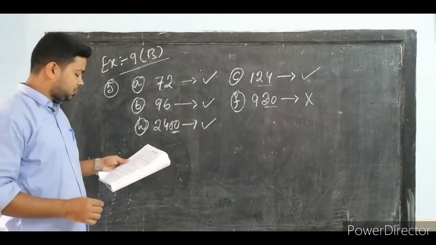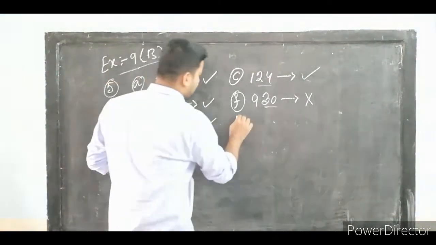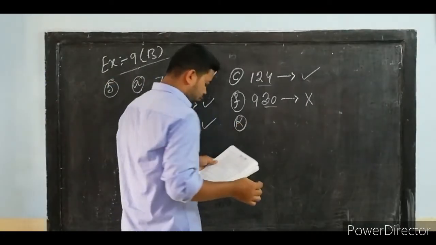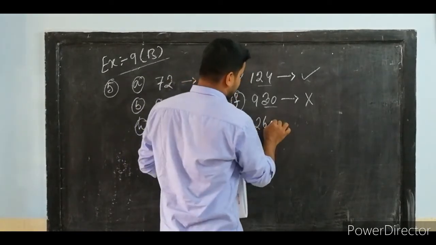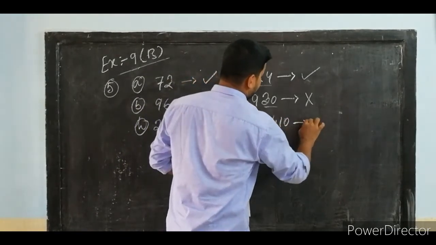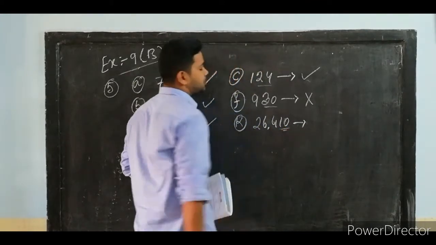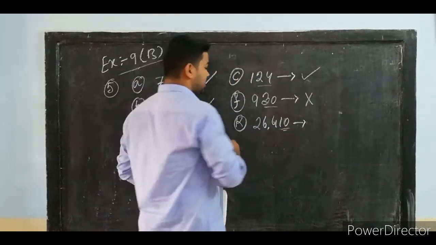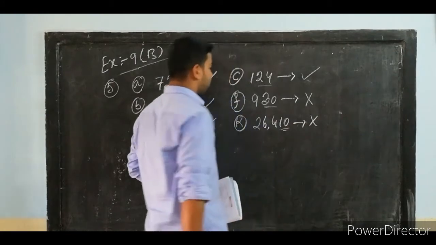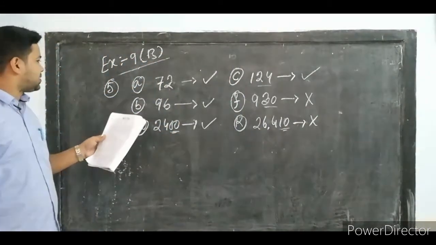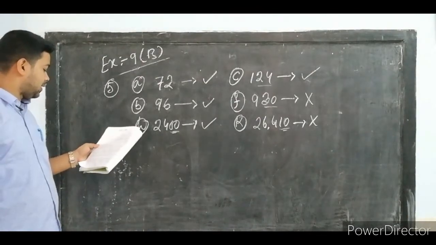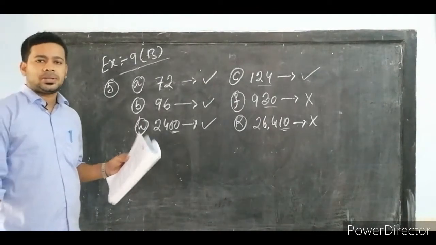After H, let's move to question number K. In question K, the number is 26,410. Since 10 is not divisible by 4, we can say that number is not divisible by 4. So in this way you need to do. Here I did a few of the sums, and the rest you will do at home.